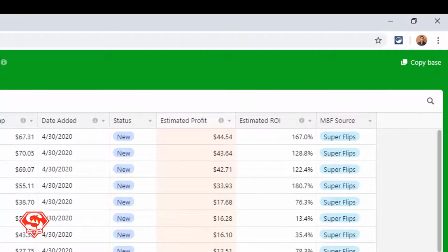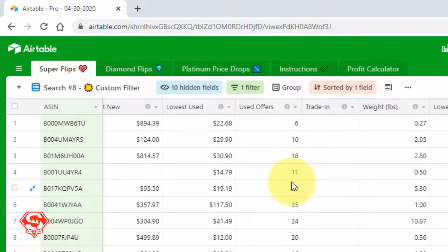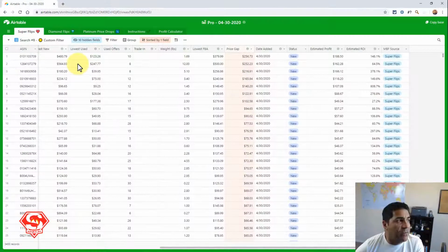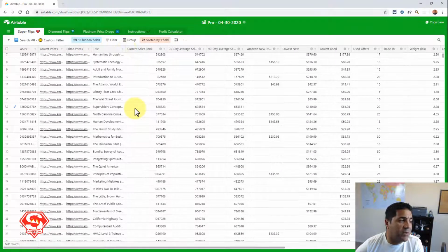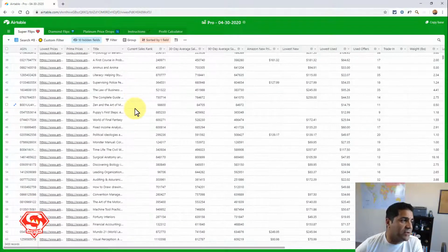All right, so that's a quick tip on finding books that you are highly unlikely to be restricted on, only using Master Book Flippers. So that's a custom filter. Some other cool things you can do. I don't know why you would do it. Someone's always going to want to use this a little differently.